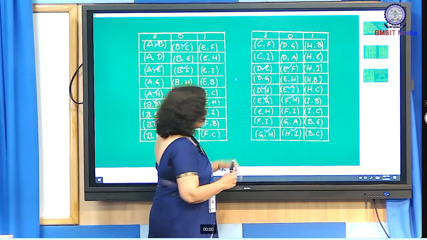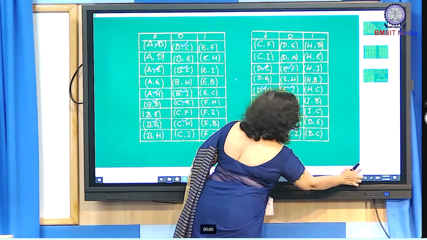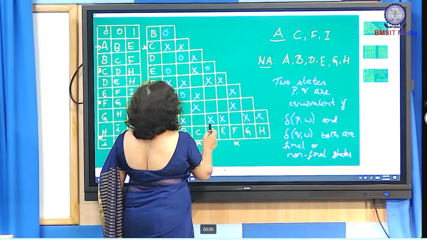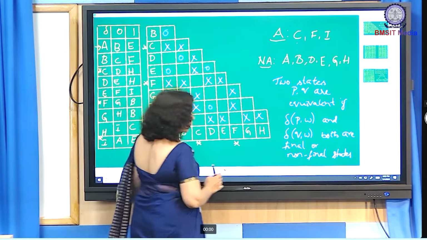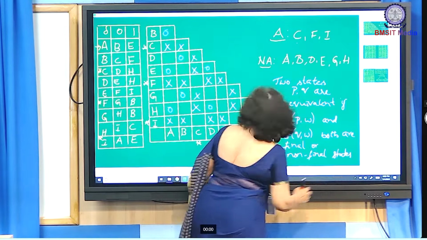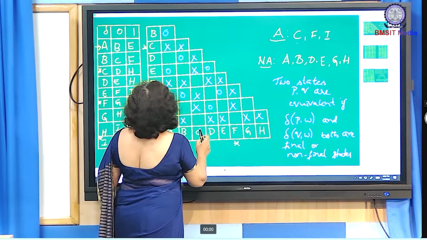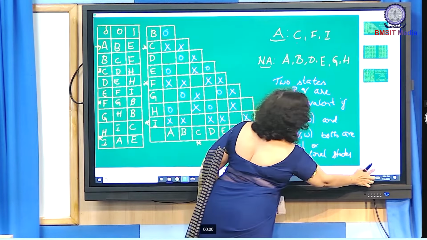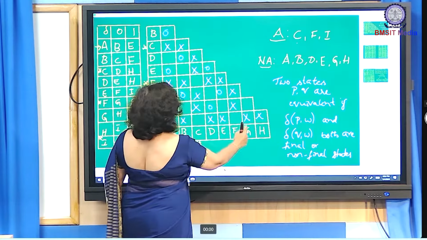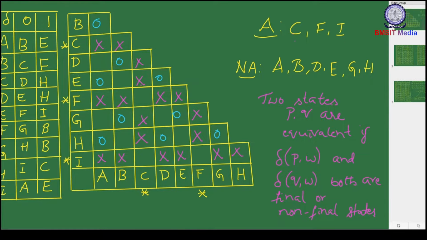DE, DH, then EG, GH, EG, G, EG, GH. So these are the level 2 entries.